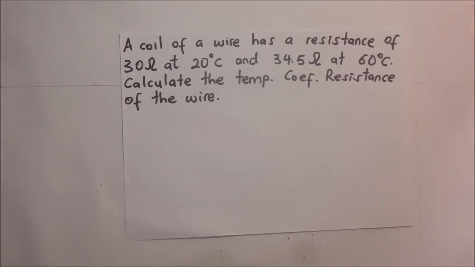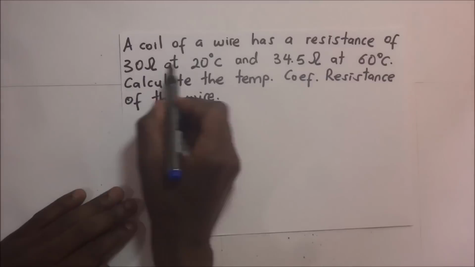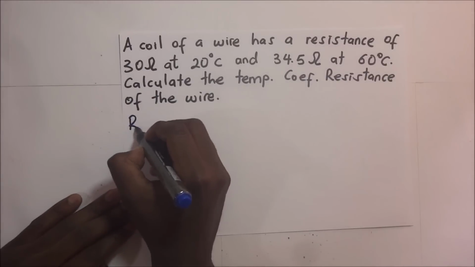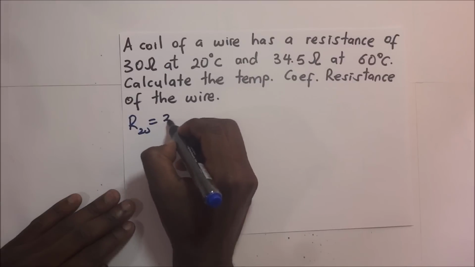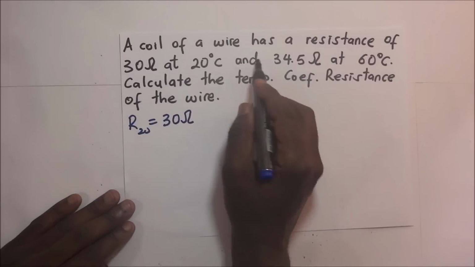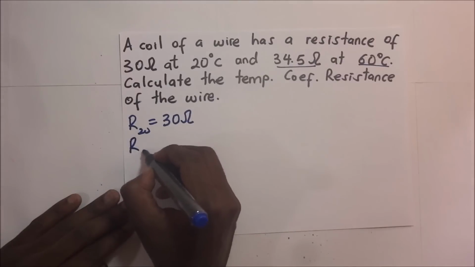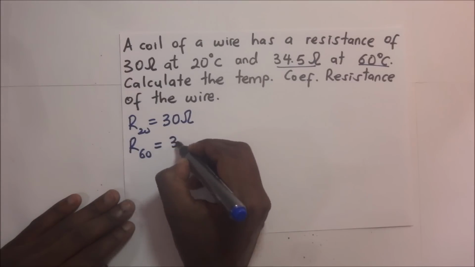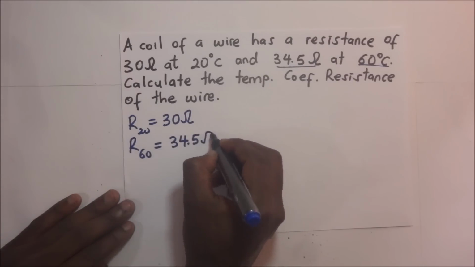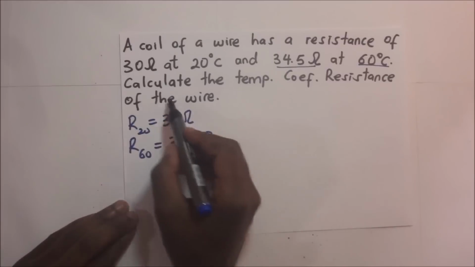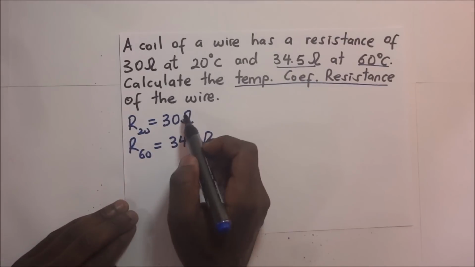So a coil of wire has a resistance of 30 ohms at 20 degrees. So the resistance at 20 degrees is 30 ohms. And the resistance at 60 degrees is 34.5 ohms. They want you to calculate the temperature coefficient of resistance.